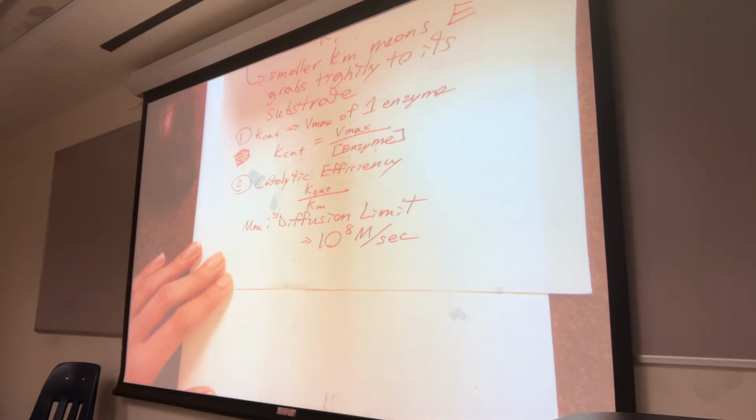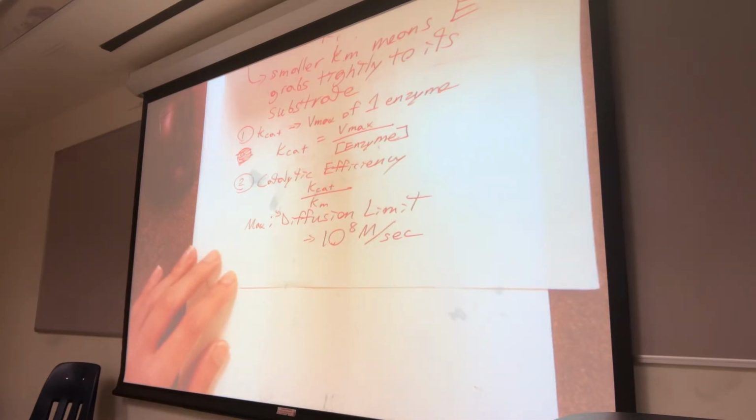So on a test, if we're asked to calculate this and we get higher than 10 to the 8th, we have to know that we can't go past it. You will probably get some numbers that are above 10 to the 8th, but only one answer choice will be above 10 to the 8th. You may get a question that asks which one's the most efficient enzyme, or which of the following enzymes is at the diffusion limit. So one of them will probably come out to a number like that.